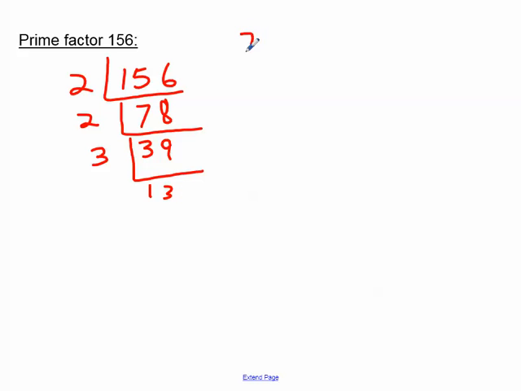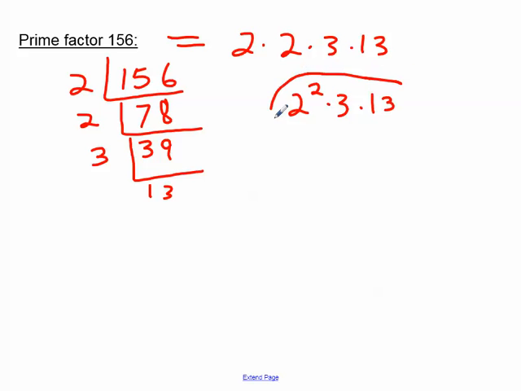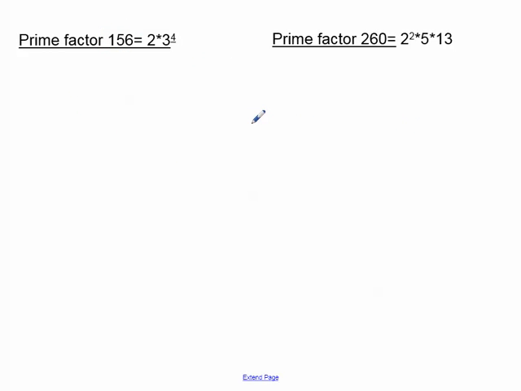So our prime factorization is 2 times 2 times 3 times 13. All those dots mean multiplication. I got 2 squared times 3 times 13. There's my prime factorization of 156. All those are prime factors of 156. If we go to the next one, well, that's what we did before.